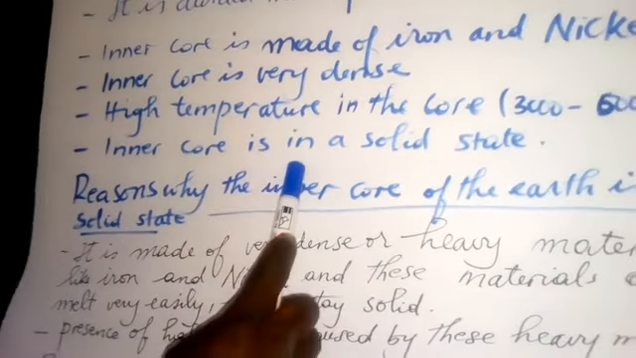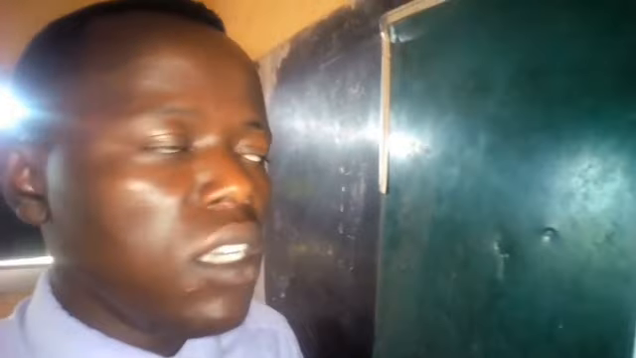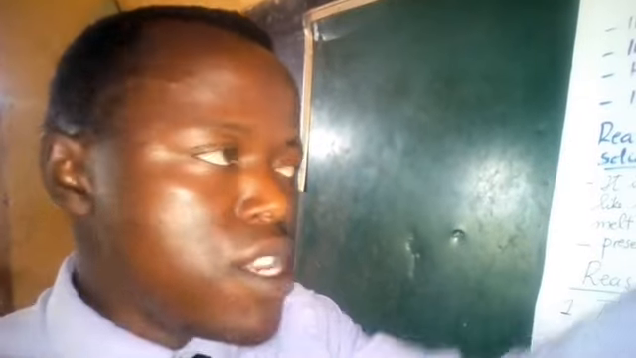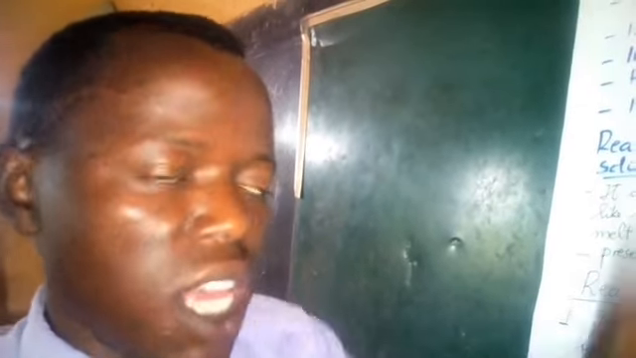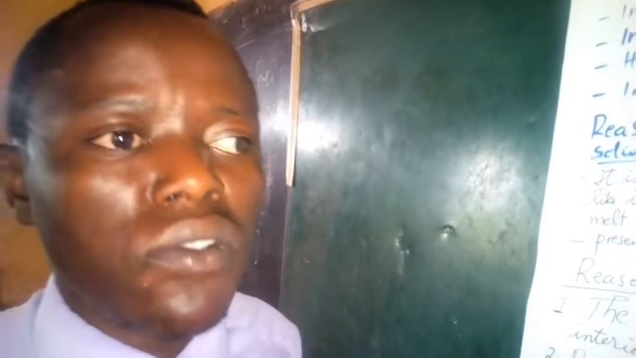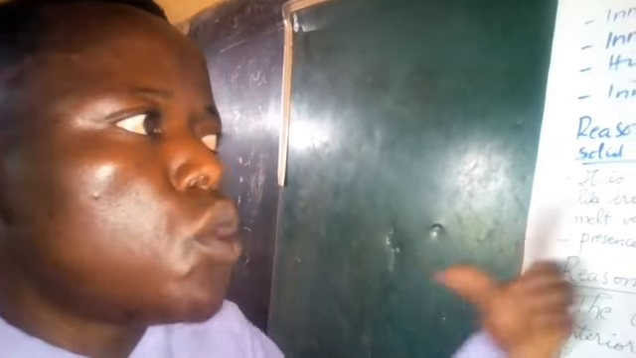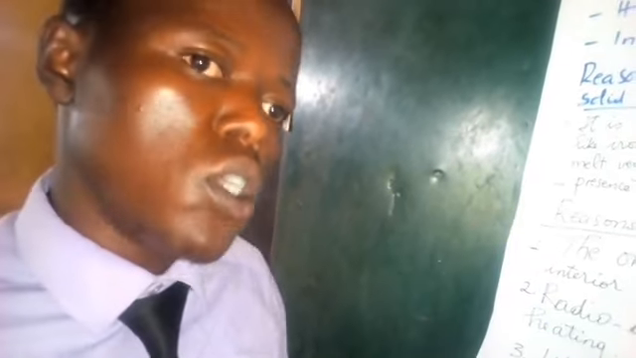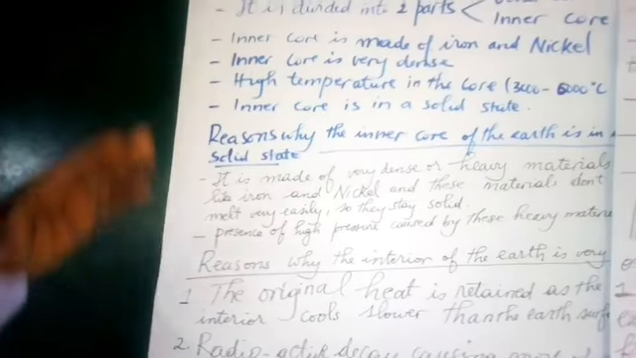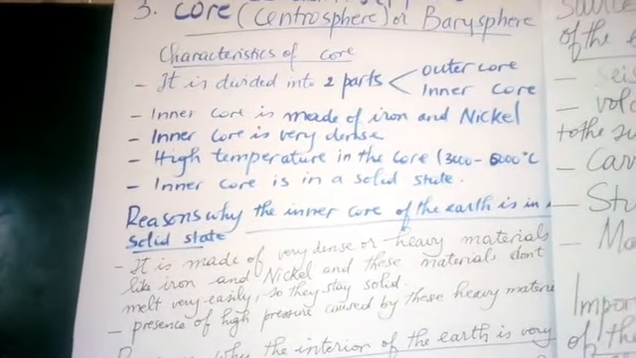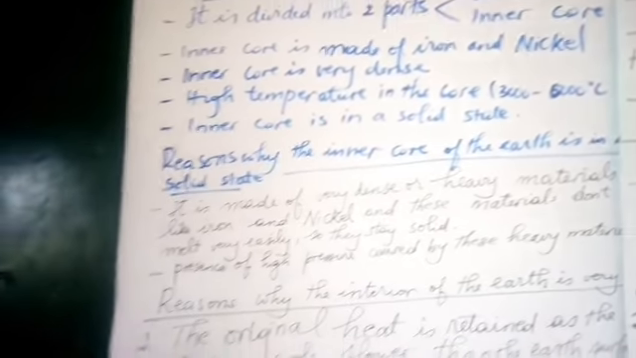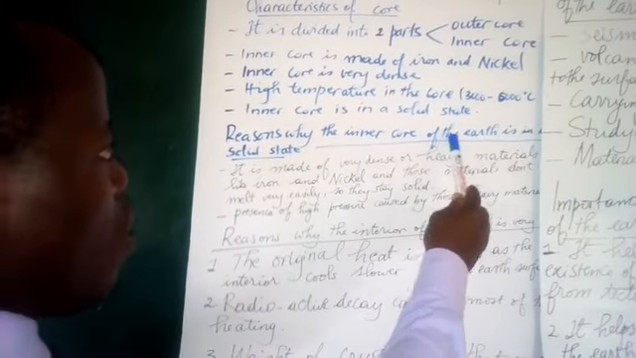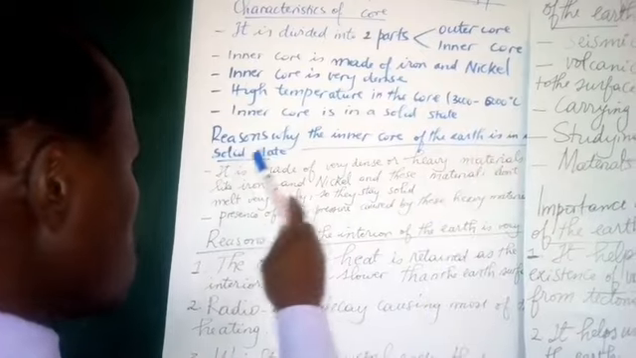Inner core is in a solid state. Even if the inner core has high temperature, the minerals or the kind of rocks which are there are in a solid state because of different factors. We are going to talk about those factors which lead the inner core to be in a solid state even though it has high temperature. We are going to see also the reasons why the inner core of the earth is in a solid state.